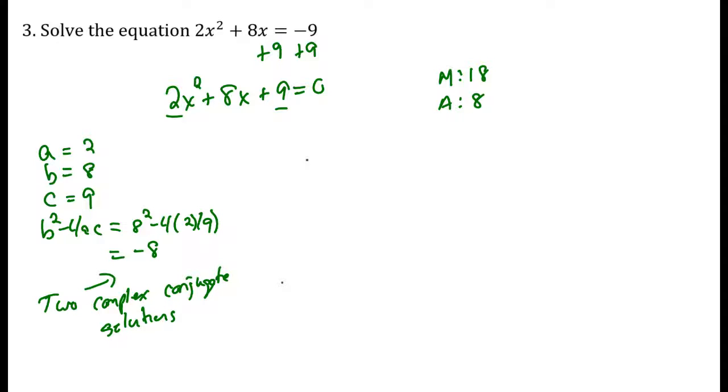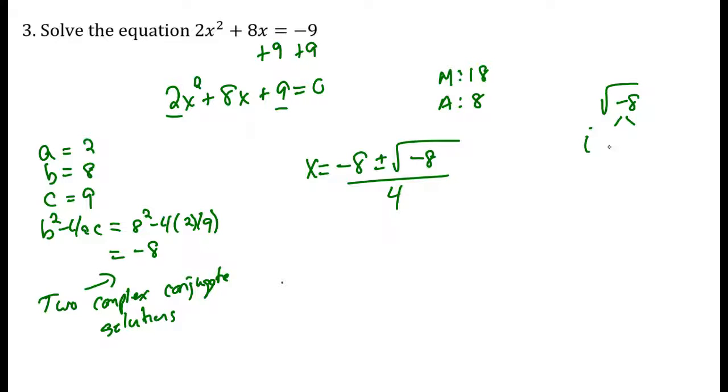Now I can use the quadratic formula. x equals negative 8, negative b, plus or minus the square root of the discriminant over 2a. 2 times 2 is 4. On the side here, I hate that negative, so that's i radical 8. Radical 8 is 4 times 2, so 2 radical 2. So I know x equals negative 8 plus or minus 2i radical 2, all over 4.